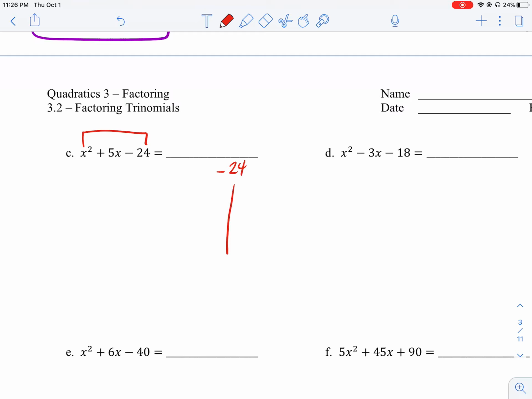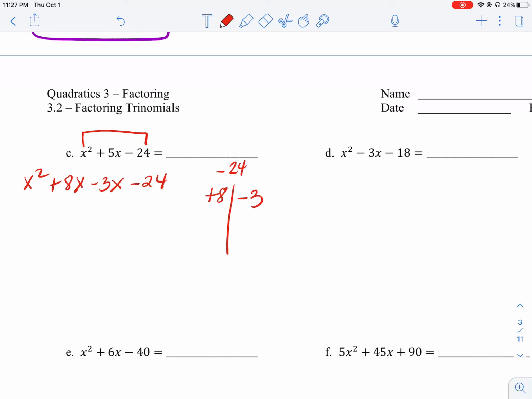What about we try 8 and 3? Yeah? So 8 and 3 make negative 24 if one is negative. Which one should be negative, the 8 or the 3? In order for us to identify which one should be negative or positive, we look at the positive in there. So since it's a positive 5, the bigger number must be the positive. So I have x squared plus 8x minus 3x minus 24. And let me verify first. Are these two together a positive 5x?